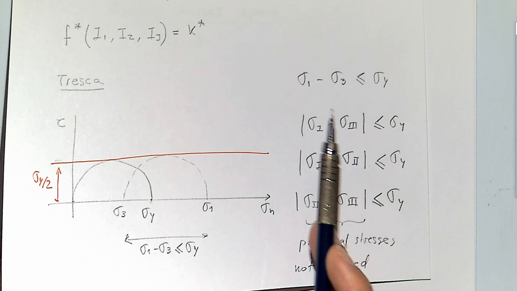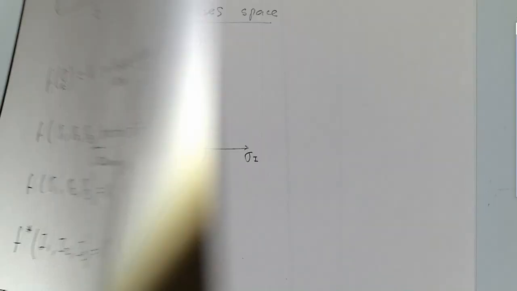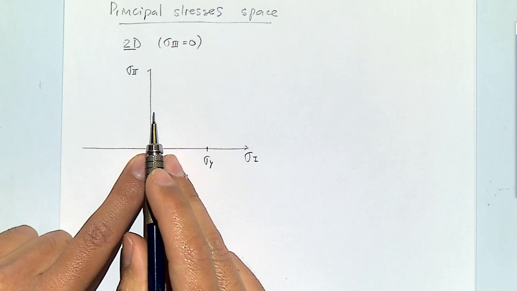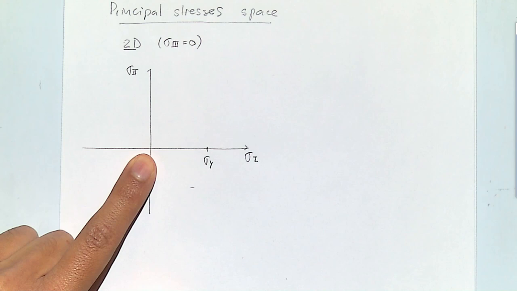If this one is equal to 0, sigma, the maximum value is just going to be sigma y. So it's just going to be a value somewhere over here. Okay, what about if sigma 2 is different than 0, but sigma 3 is still equal to 0? What is going to be the maximum value of sigma y?